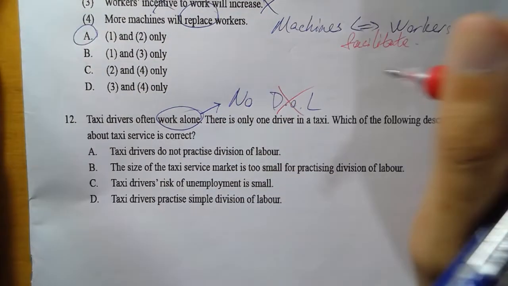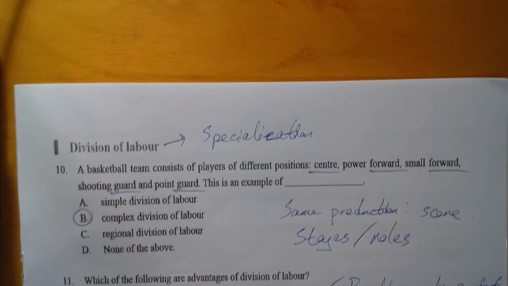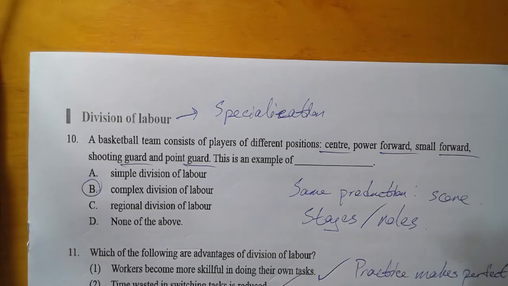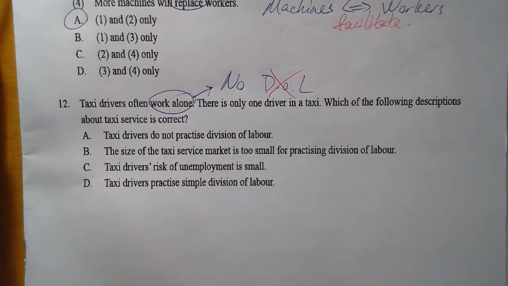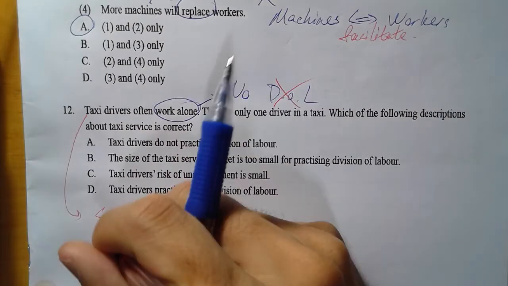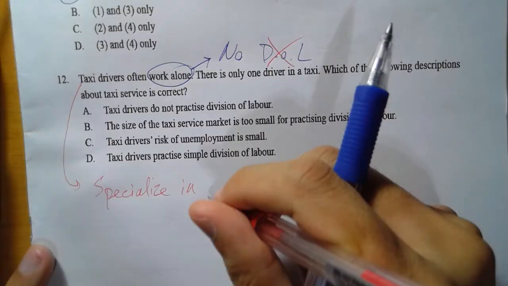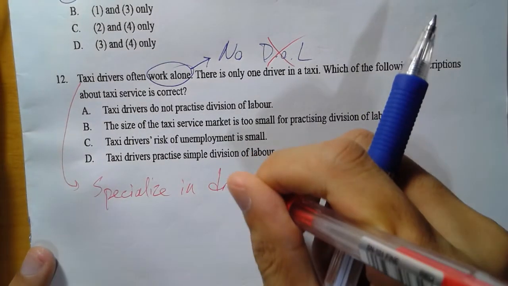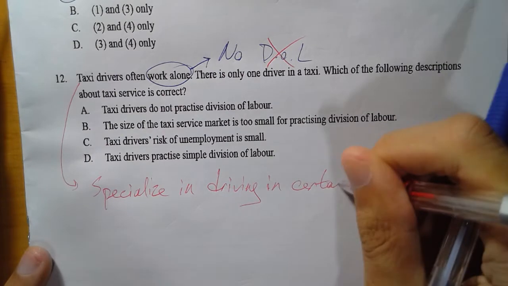Wrong. You don't think about it like this. Division of labor means specialization. In this question, is there specialization of taxi? Yes, the taxi driver specializes in driving, in a certain area.